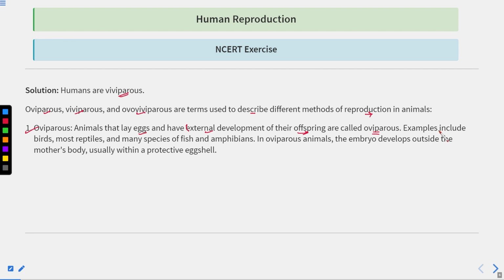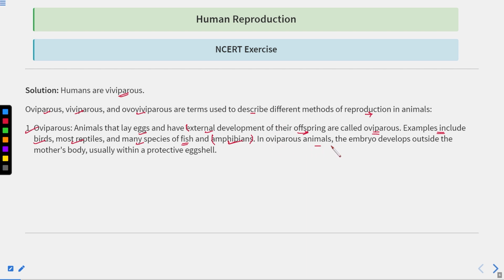What are the examples of oviparous animals? Examples include birds, reptiles, and many species of fish as well as the amphibians. So these are egg laying. Alright, birds, they lay eggs. Reptiles, okay, they also lay eggs, most of the reptiles. Then fishes, okay, fish eggs. Fish also lay eggs. Okay, and fish eggs are also eaten. Then amphibians, they also lay eggs. Amphibians are the animals that live on land as well as in the water. Clear? Like frog is an amphibian.